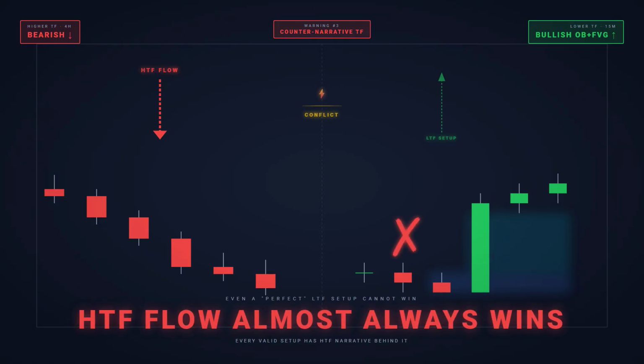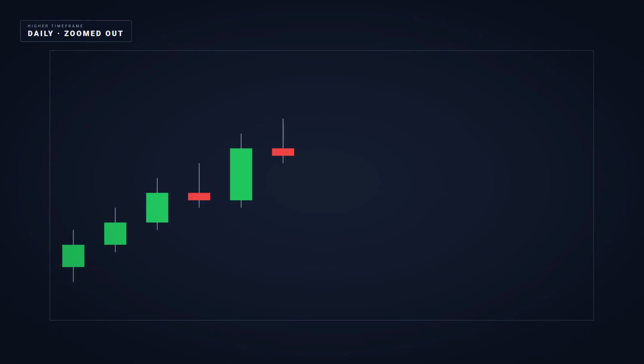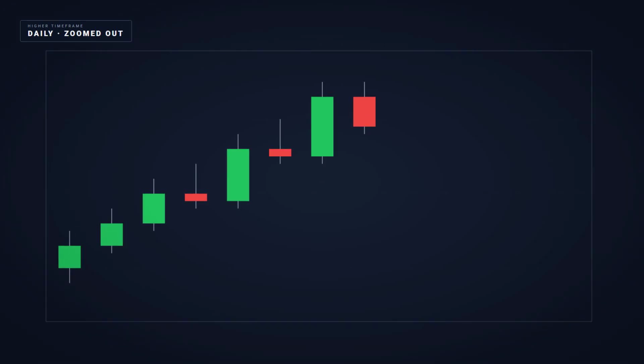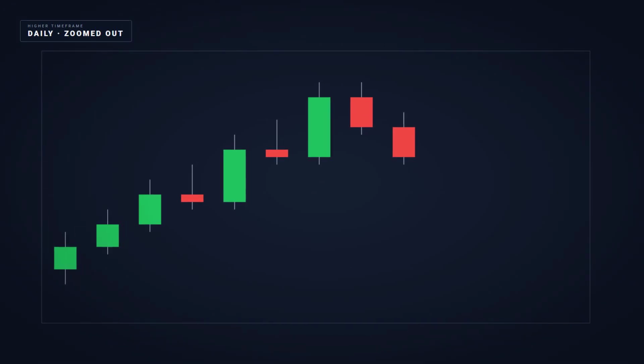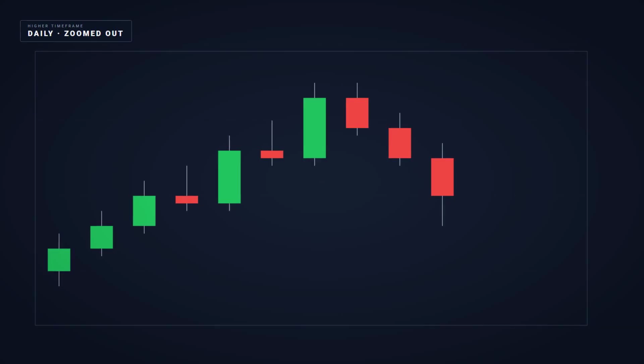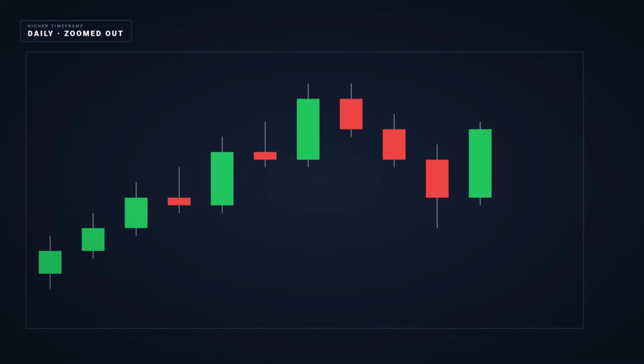This is one of the most common errors in applying this methodology, seeing a clean-looking zone on a lower time frame and entering without asking whether the higher time frame context supports the direction. Every valid setup in this methodology has the higher time frame narrative behind it. Without that context, even a visually perfect zone is structurally compromised.